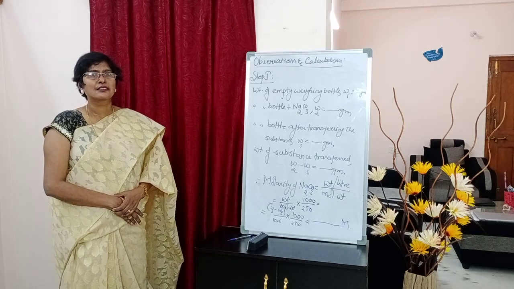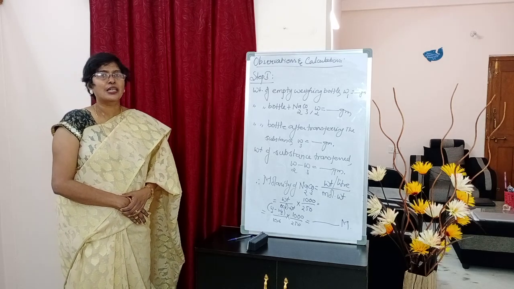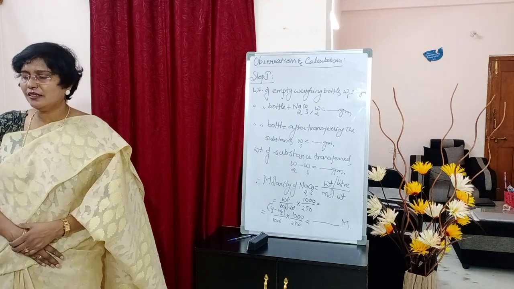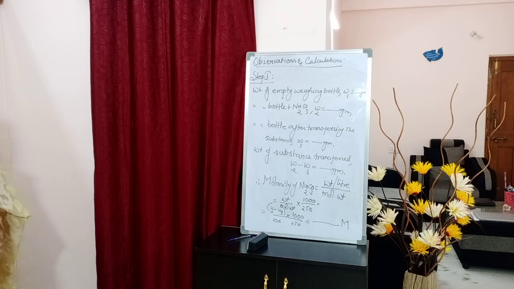Step 1. Weight of empty weighing bottle. So before taking 1.325 grams of substance, we should know the weight of the empty weighing bottle. Okay. So weight of empty weighing bottle, comma, W1 is equal to dash grams.